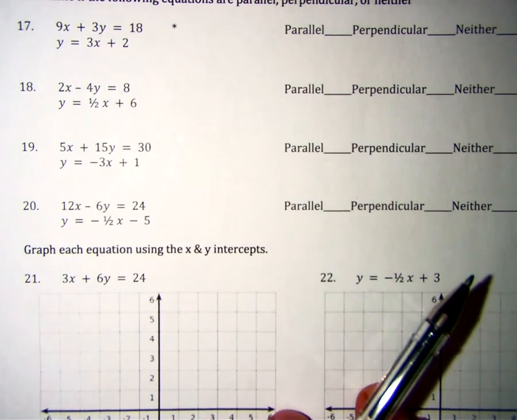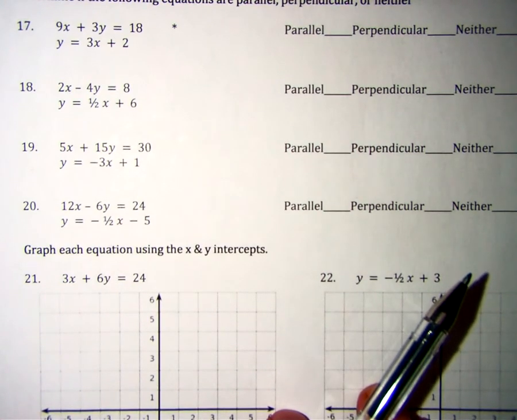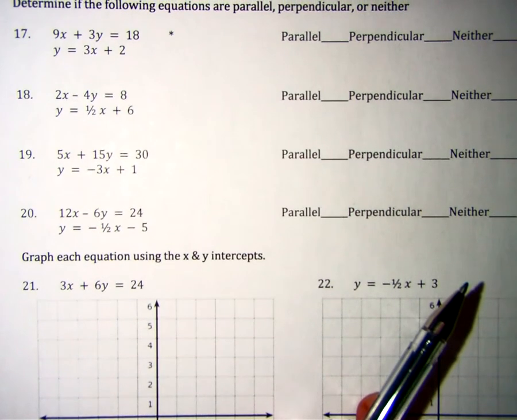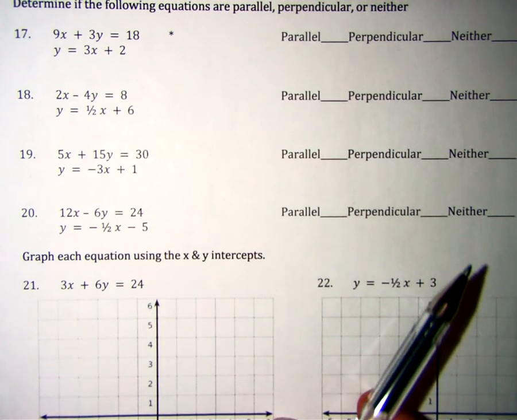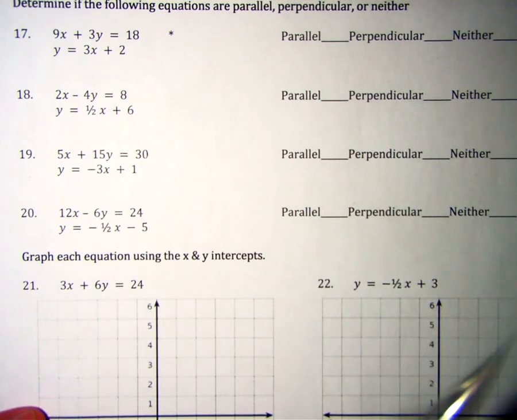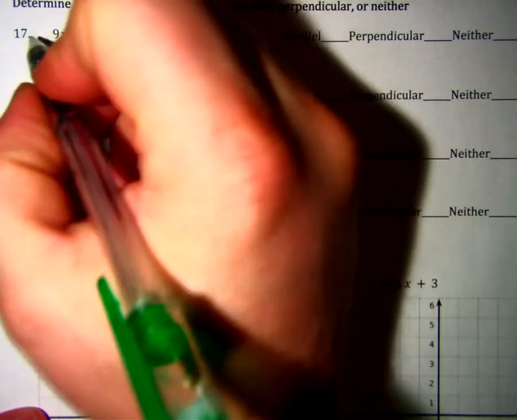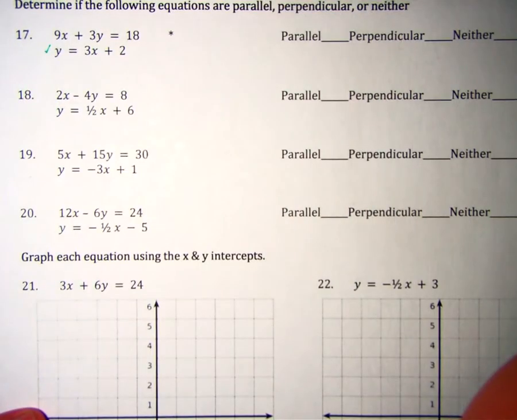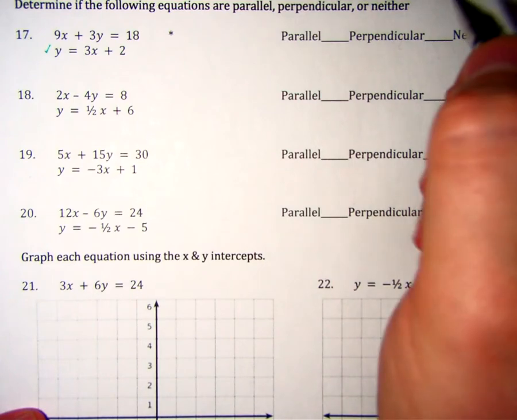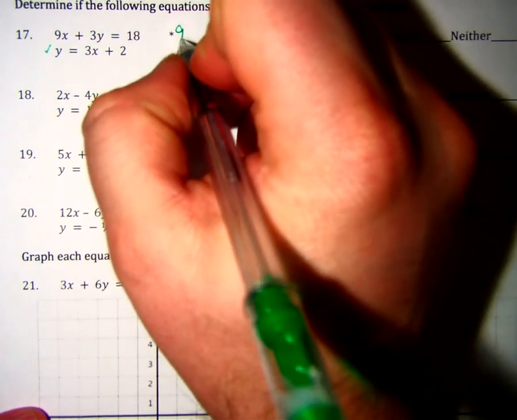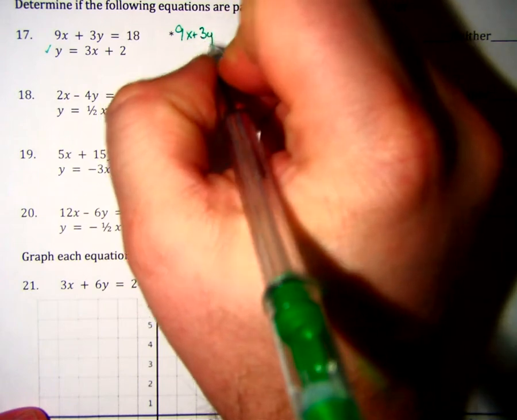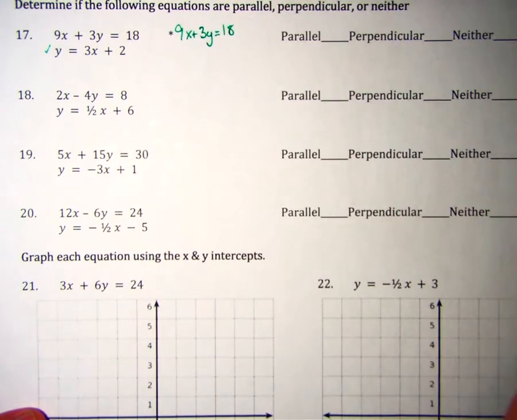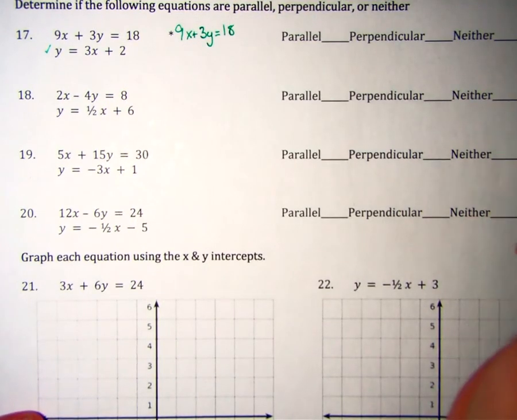Problem number 17. Problem number 17 asks to determine if the following equations are parallel, perpendicular, or neither. This is easiest done if both of our equations are in slope-intercept form. Since one of my equations is already in slope-intercept form, I'm simply going to work with the other one. 9x plus 3y equals 18, and I'm going to put it in slope-intercept form.